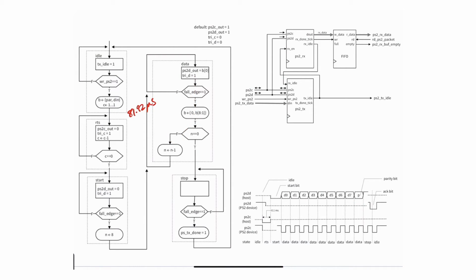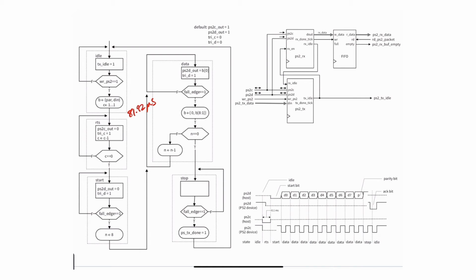Once you transmit the parity, you go to the stop, and in the stop you go to the default value of the tri-D, which is 0, which indicates that you want to release the data line. You release that data line so that the device can take over and send an acknowledge. On the next active edge of the clock, we can read the acknowledge, but this particular design does not consider errors in the parity, the start bit, or the stop bit. We're just doing the simple version of the transmitter.